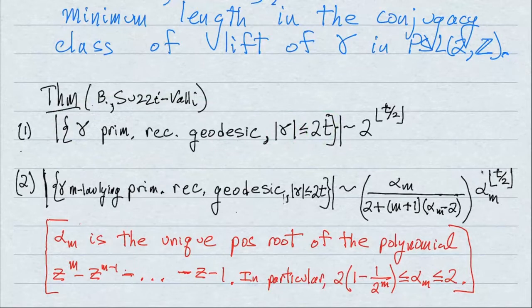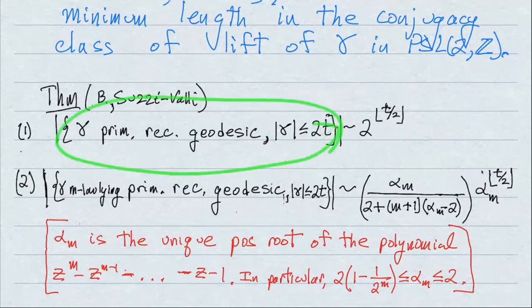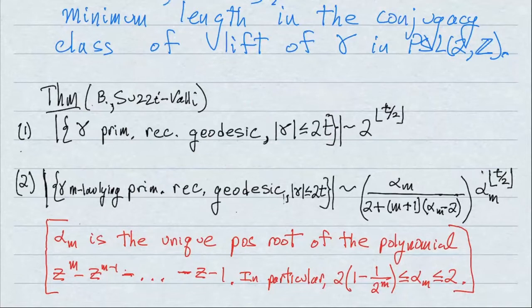For these geodesics, I'll explain why in a moment when I write down some of the basics. But if we look at the primitive reciprocal geodesics on the modular surface whose word length is less than t, the number of them grows like, or is asymptotic to, 2 to the floor of t over 2. And this symbol means the greatest integer less than or equal to t over 2. When I say grows like, this is really asymptotic, so the ratio goes to 1.